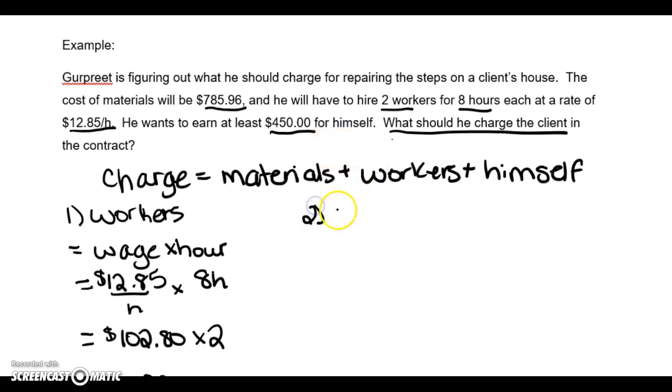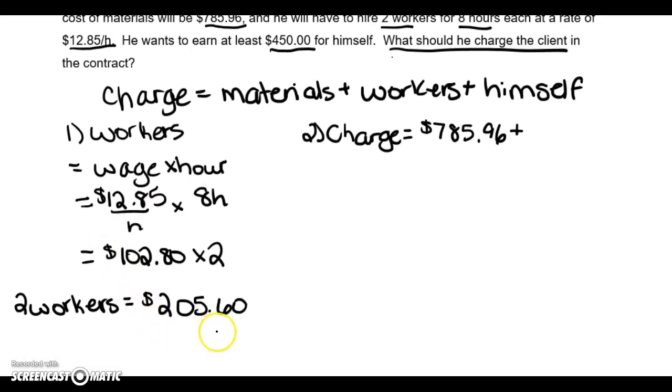So step number 2 is to find out what he's actually going to charge. So to find the materials, that was $785.96 plus how much he was paying for the workers, which was $205.60, plus what he's paying himself, which is $450. Put that into your calculator, and what we should find is that Gurpreet should charge $1,441.56.